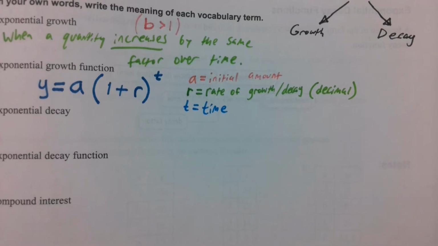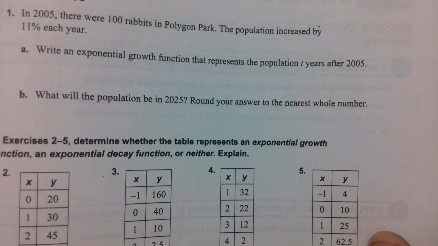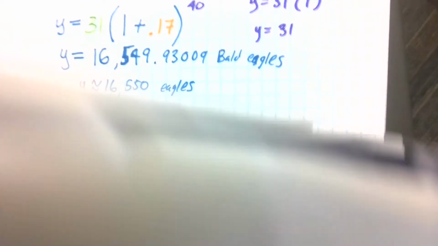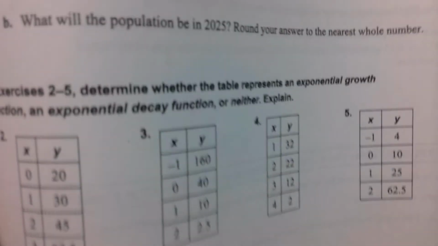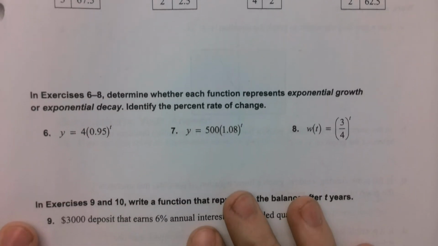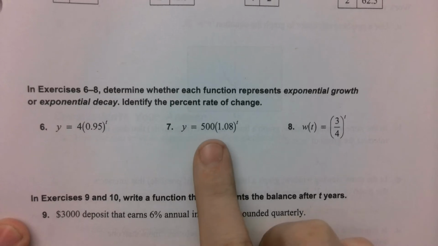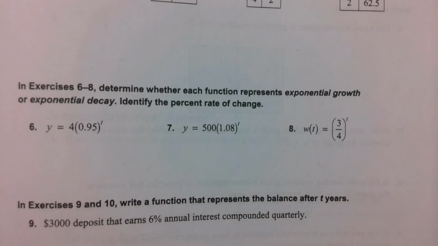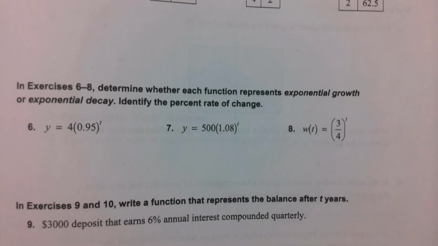Let's try something out real quick. If we flip over to page 187, I want us to take a look at problem number 7. Problem number 7 asks us to figure out if a function represents exponential growth or decay, then determine the percent rate of change.